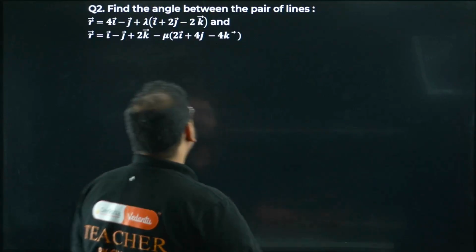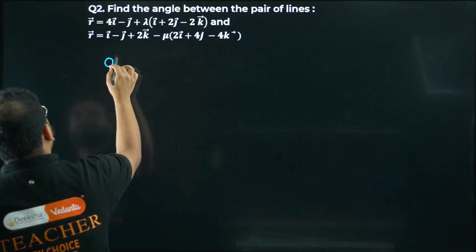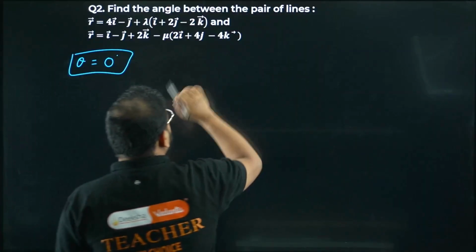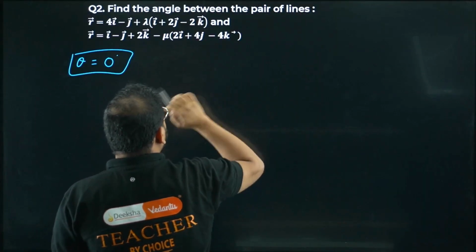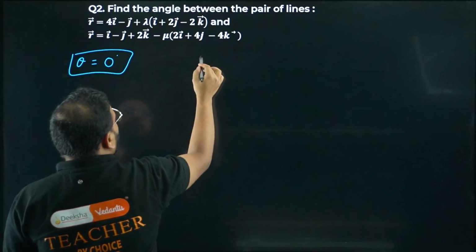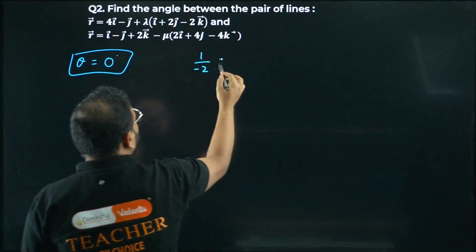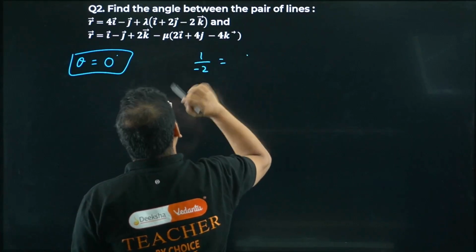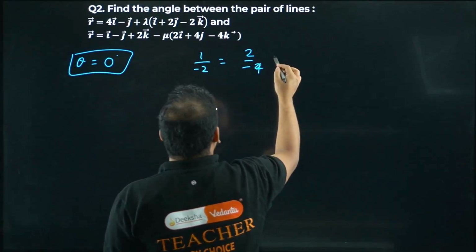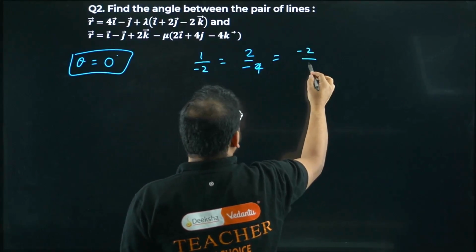What is the answer? 0. Angle theta equals 0. How do you find that? Please check here. The lines are actually parallel. Have a look. 1 to 2, what do I get? 1 to minus 2. What do I get over here? Please check, 2 to minus 4. Over here I get minus 2 to plus 4.